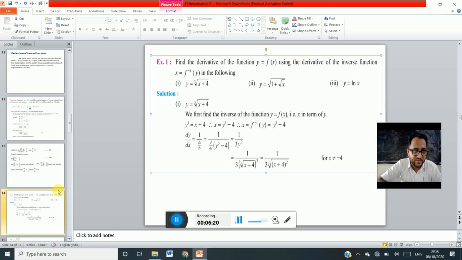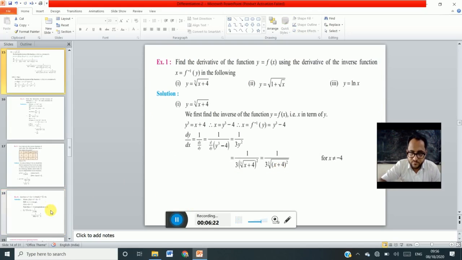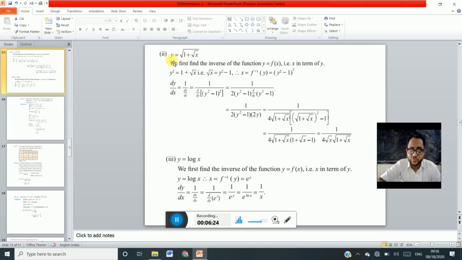See the next example, y is equal to root of 1 plus root x. Again find the value of x from here first of all. See, x is in the square root, so taking square of both sides, y square equals 1 plus root x. So what is root x then? Y square minus 1. So what is x then? Y square minus 1 whole square, because we have to take square of both sides.